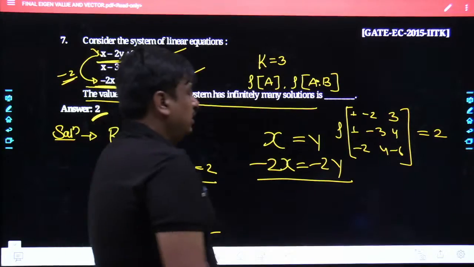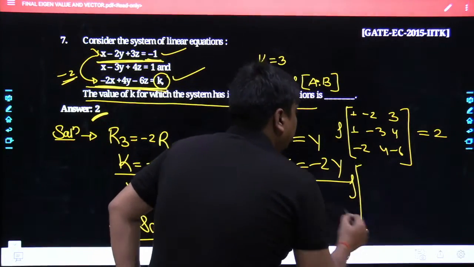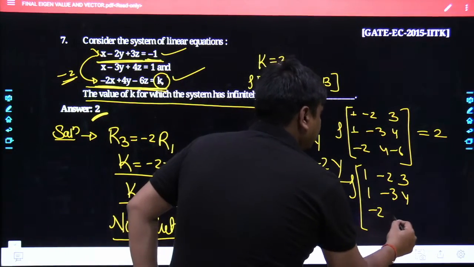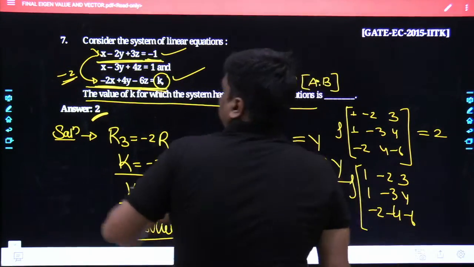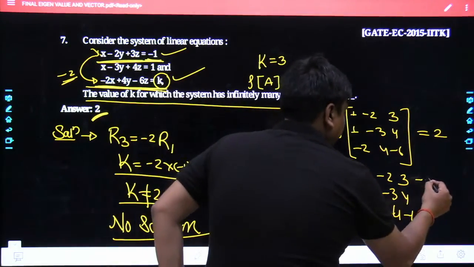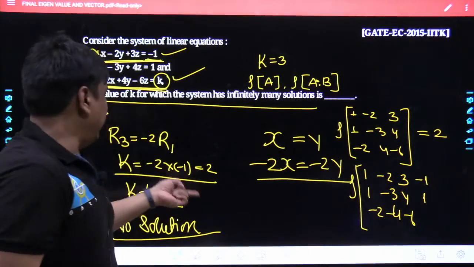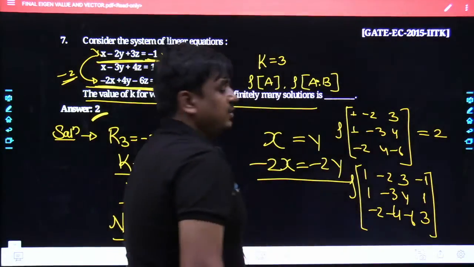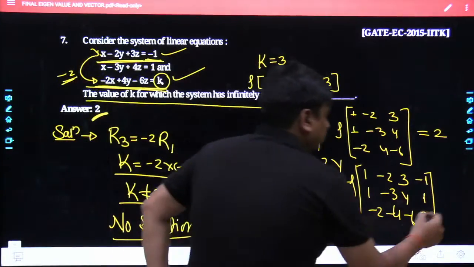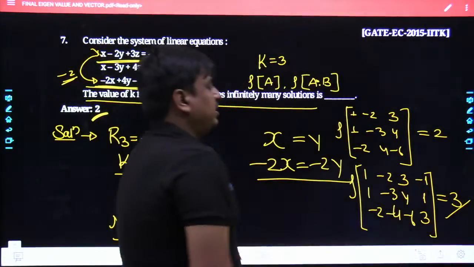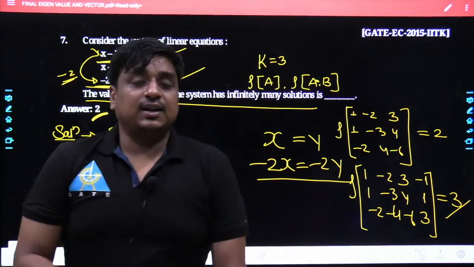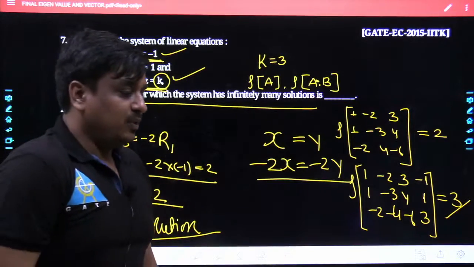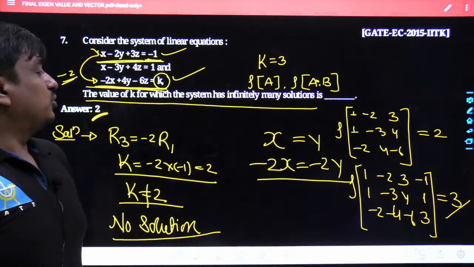Similarly, A augmented B: 1 -2 3, 1 -3 4, -2 4 -6, and the B has to come over here. Let's take it as -1, 1, and k taken as any value which is not equal to 2. Let's take it as 3. Once you take its rank, you'll find the rank is 3. And when the rank of A and the rank of A augmented B are not the same, the result would be inconsistent and no solution would be there.